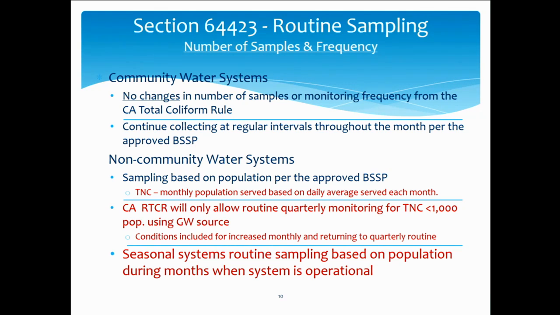And seasonal systems, in the federal rule, it allowed seasonal systems to monitor quarterly, but some seasonal systems aren't even open for a full quarter. So under the proposed federal rule, under the proposed state rule, seasonal systems are monitored on a monthly basis. Anybody here operate a seasonal system that's shut down part of the year? Okay, I won't spend a lot of time on seasonal systems.